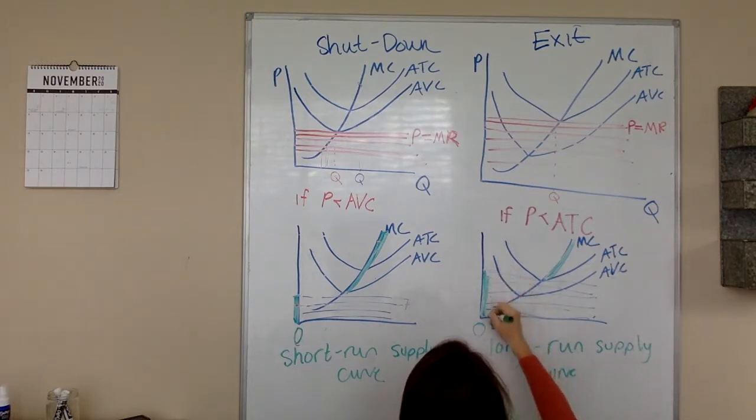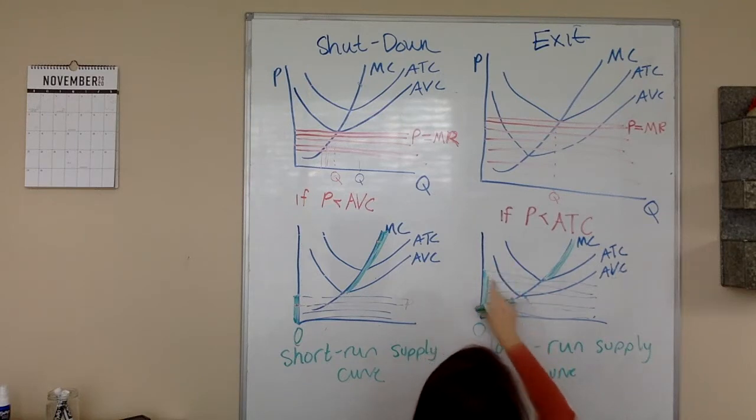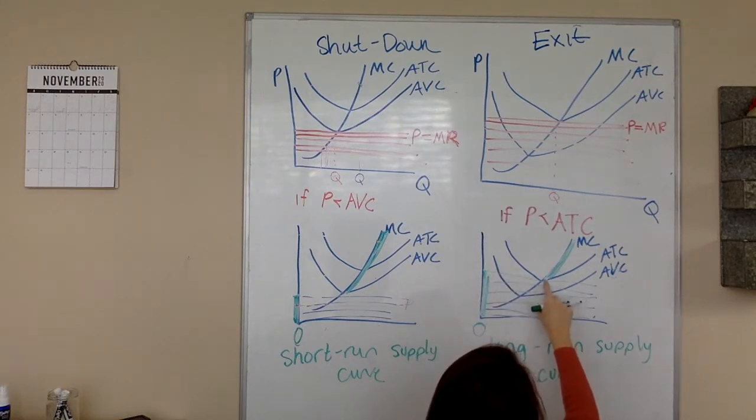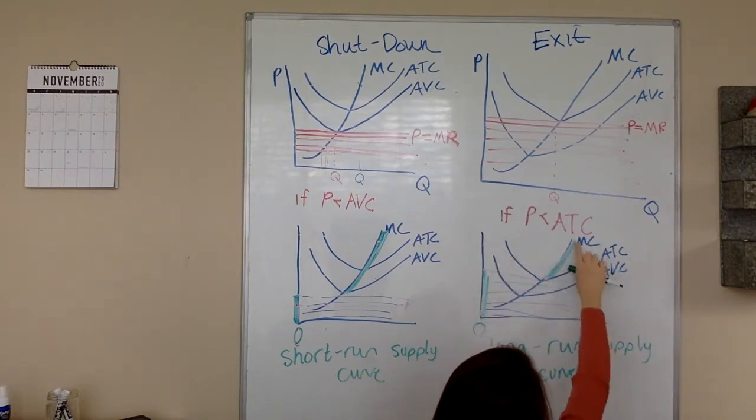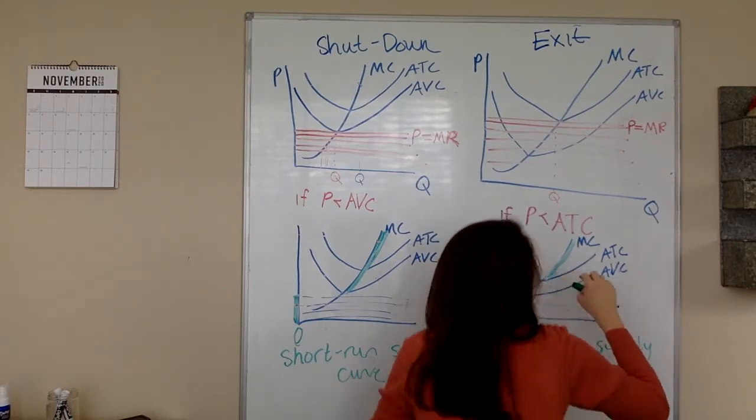Again, if the price is anywhere less than the minimum average total cost, they just exit the market. They say, the best I could do, that Q star, would make me lose money, so I'm just going to leave town. If the price bar is above that, then I'm going to keep on staying in business and produce where marginal revenue equals marginal cost. That gets me back up on the marginal cost curve.